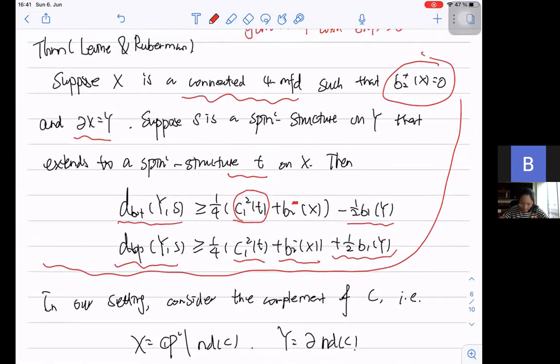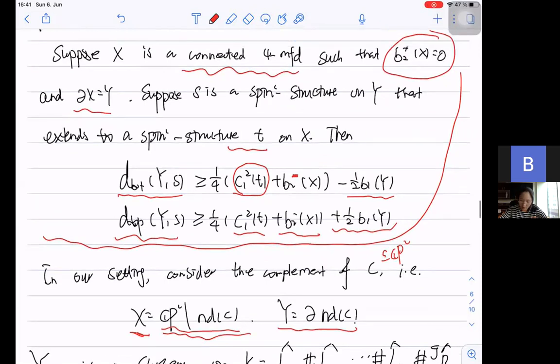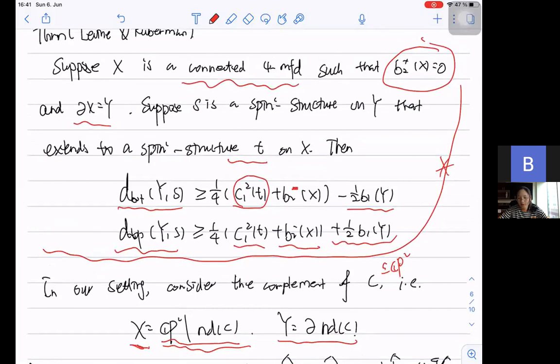How do we apply this theorem in our setting? Remember we have this complex curve C in CP2. We take our four-manifold X to be the complement in CP2 of the neighborhood of this curve. This is the four-manifold with boundary, and our boundary Y is the boundary of the neighborhood of this curve C. In order to apply the theorem we just mentioned, we need to check whether the topological information for the four-manifold X and the three-manifold Y satisfies the assumptions.